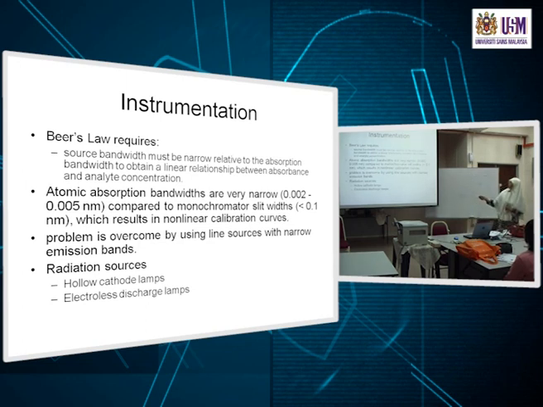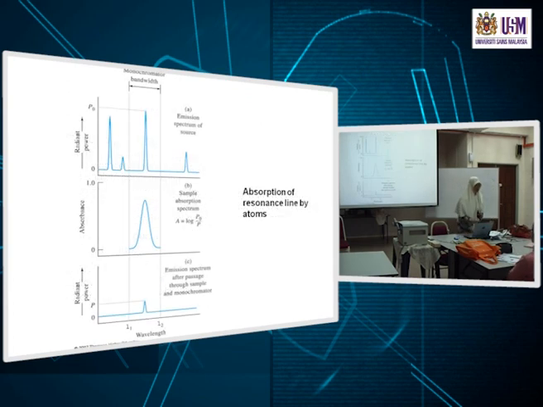So in order to meet this requirement, the source bandwidth must be as narrow as the atomic bandwidth. You have to use line sources, sources which give out narrow lines. Remember we said line, band, continuum. For line sources, the emitting species must be atoms or ions, then you'll get narrow lines. If you get molecules, band. If you have a continuum like a tungsten lamp, hydrogen lamp, deuterium lamp, continuum sources, very broad. So in order to meet this requirement, you must use the atomic source, line sources.